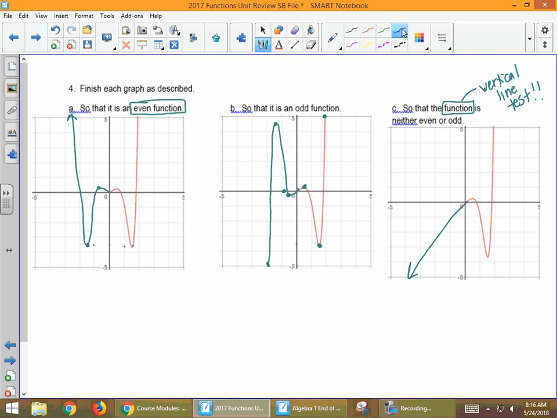Don't do something like this. Right? That doesn't pass the vertical line test, so that's not a function anymore. I didn't draw my vertical line in the right place. But just make sure that you don't have to overthink it, but at the same time make sure that what you draw is a function.